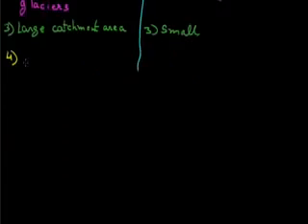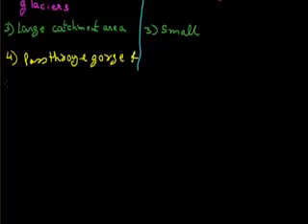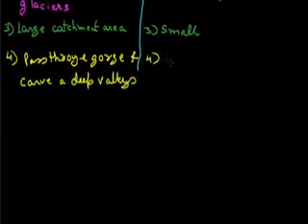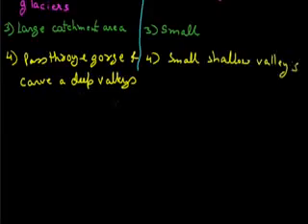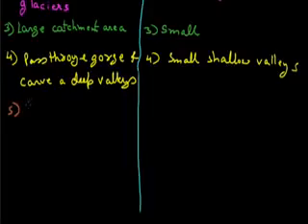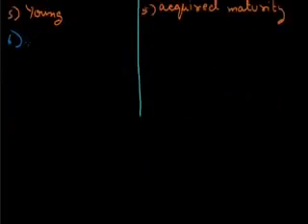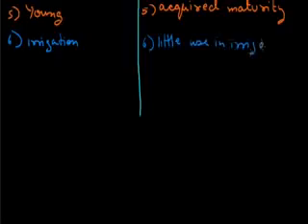The Himalayan rivers pass through gorges and carve deep valleys, while the peninsular rivers form small shallow valleys. The Himalayan rivers are young rivers, while the peninsular rivers have acquired maturity. The Himalayan rivers are very useful for irrigation, while the peninsular rivers are little used in irrigation.